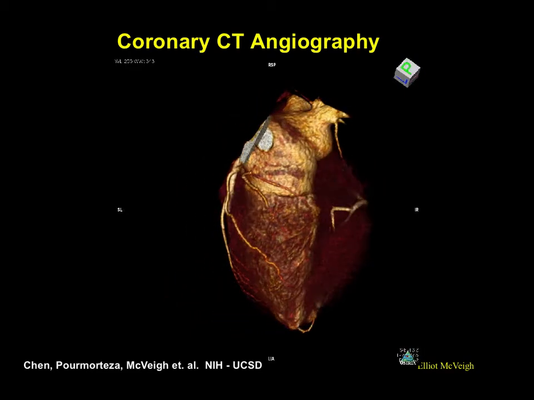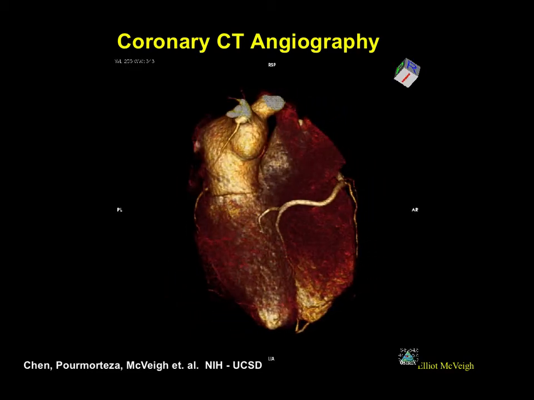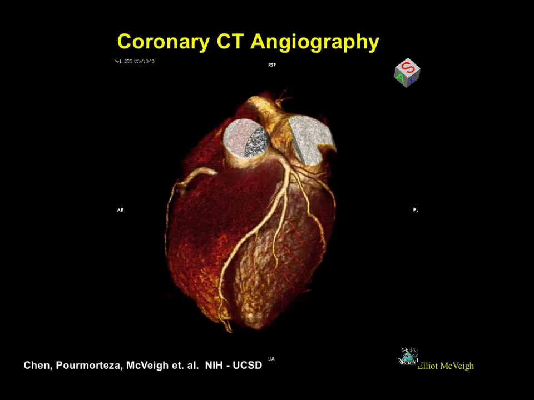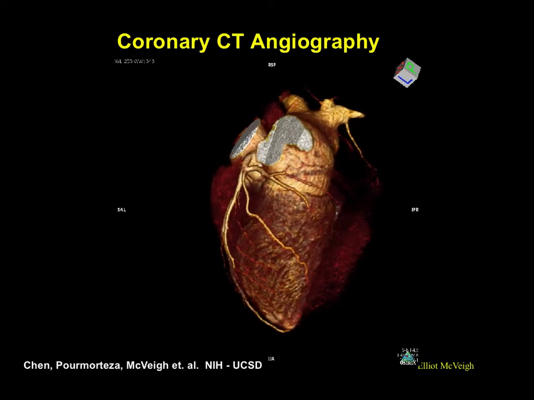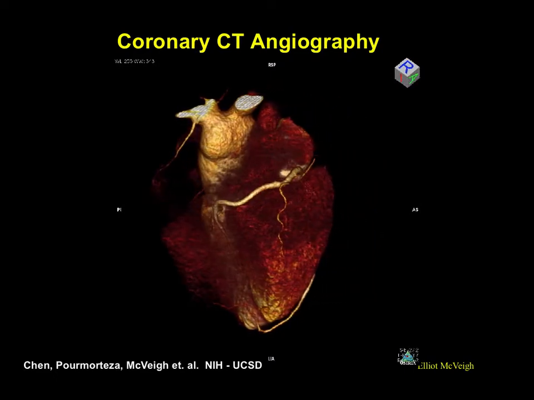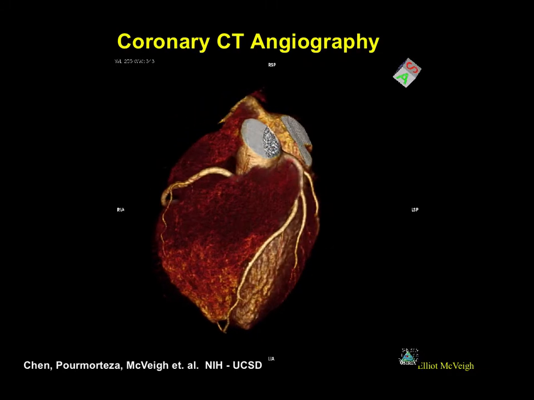It's not a huge surprise. The spot size is about a millimeter on the X-ray tube. The separation of the detector elements in the detector array is on the order of a millimeter, etc. And so the resolution is about a millimeter.